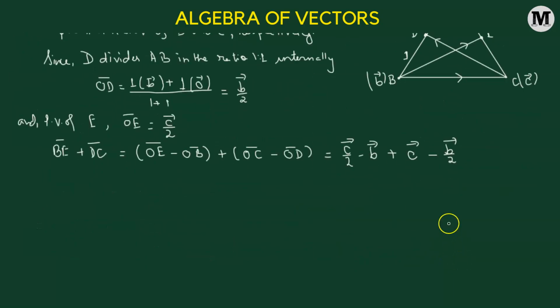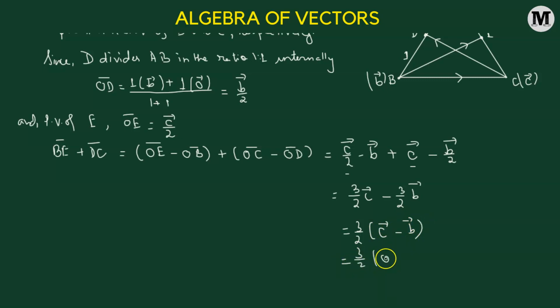Fine. Now we have C vector added to C vector over 2, so that's going to give us 3 over 2 C vector. Then we have negative B vector minus B over 2, so that's also negative 3 over 2 B vector. If we combine both of them by taking 3 over 2 as the common factor, we have C vector minus B vector.